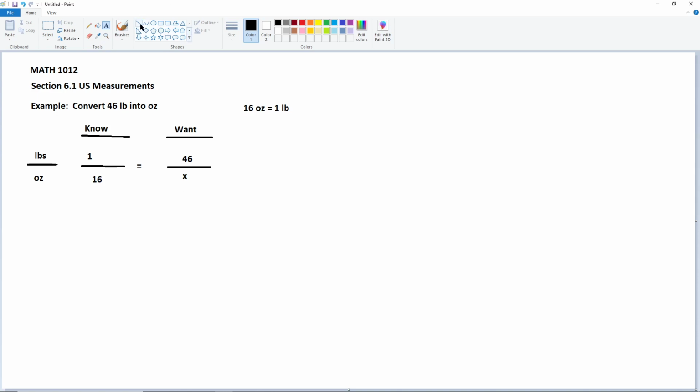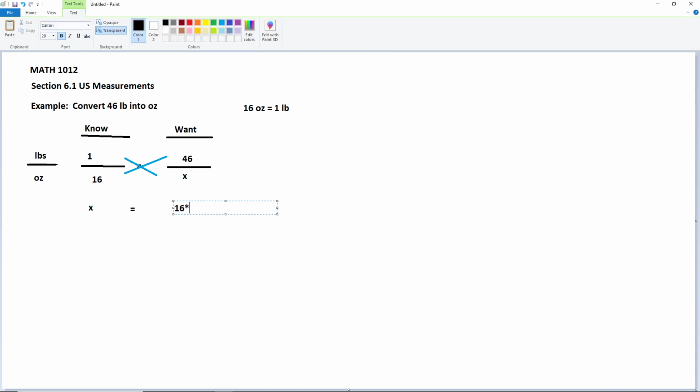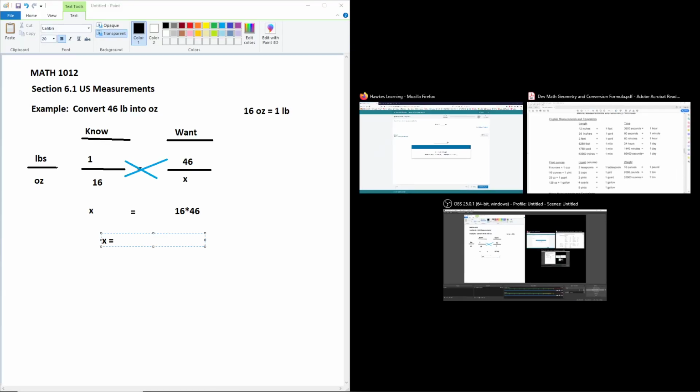Remember the cross multiply thing? So let me use a different color. Remember, we got to do this right here. Cross multiply, just like that. So now we should have 1 times x, which is just x, equals 16 times 46, which means x equals, and I'm going to use my calculator for this one because I cannot do this in my head.